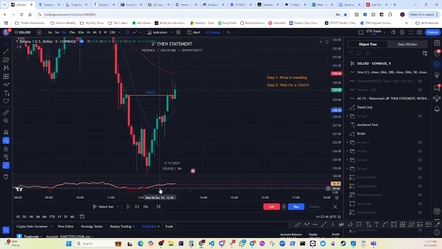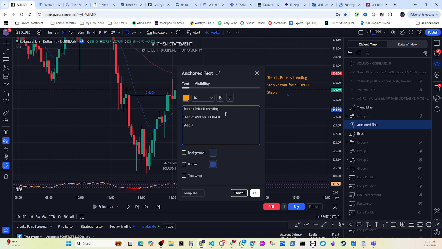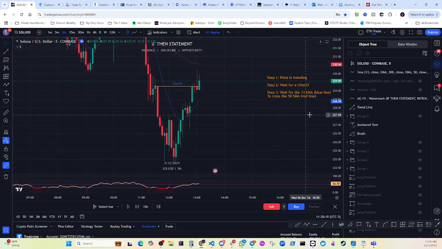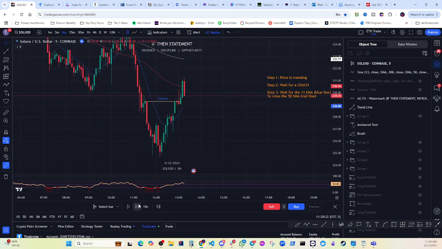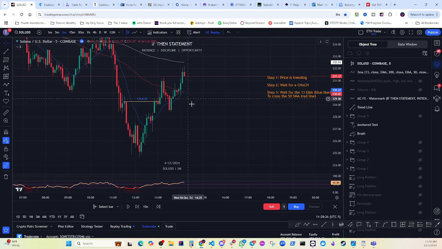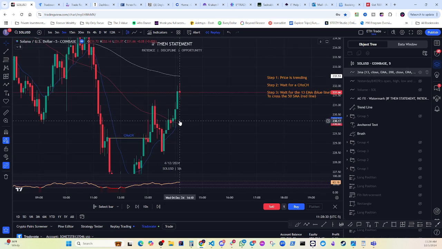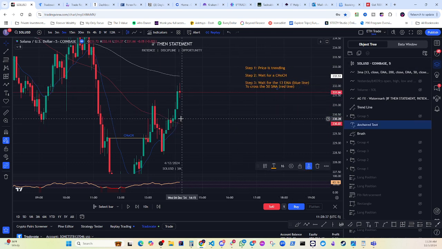Okay, cool. Now that's the first step. So the first step, price has to trend, which it is. Number 2, wait for a change of character. Okay. Step 3, wait for the 13 EMA blue line to cross the 50 SMA red line. This is very simple is what I'm trying to say. Okay? So we're gonna play it and we're gonna wait, boom. Now you see how the blue line crossed above the red line? If we are looking for buys, we want the blue line to be above the red.